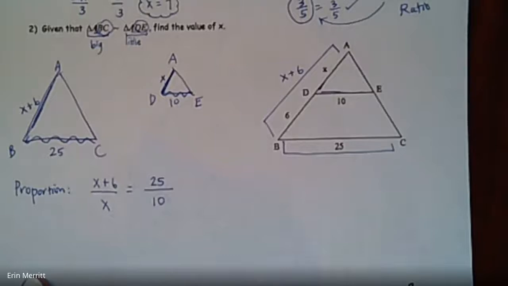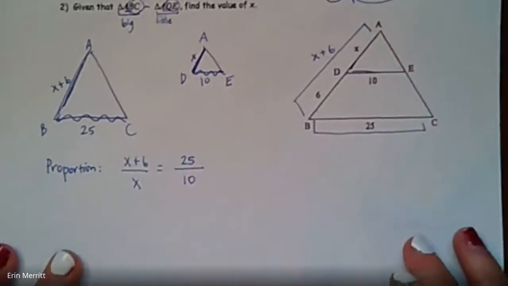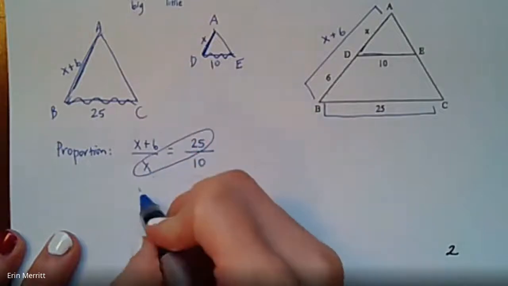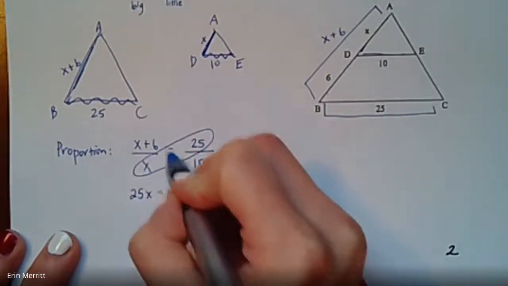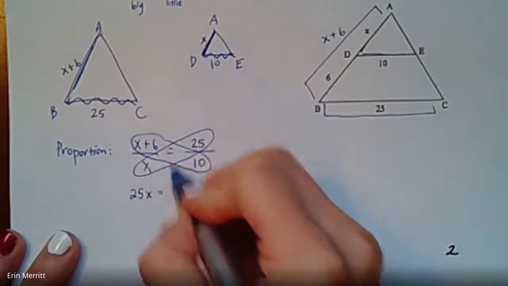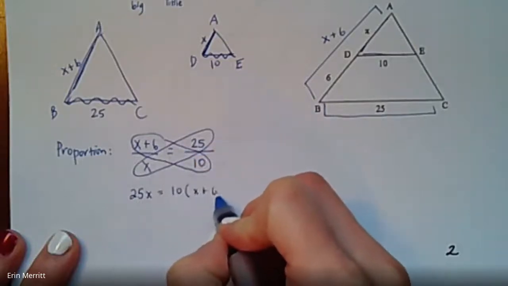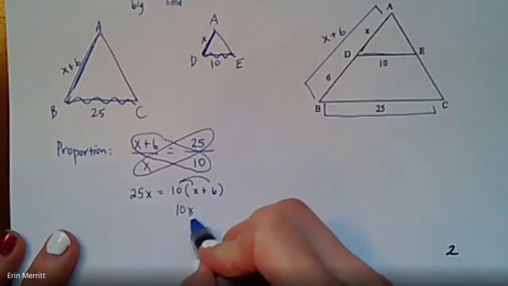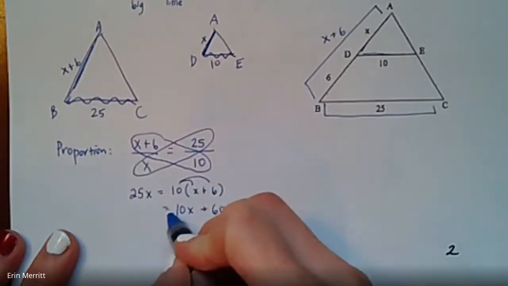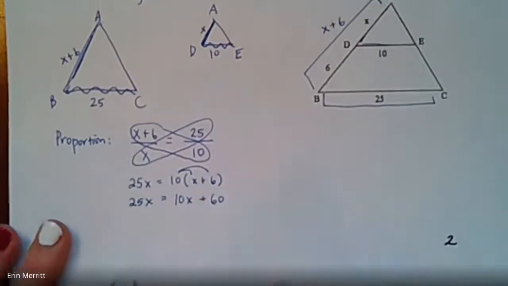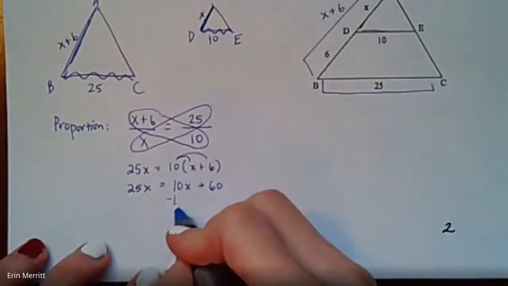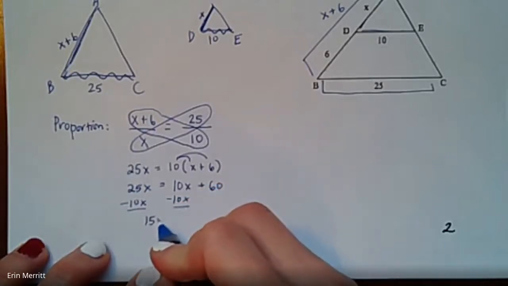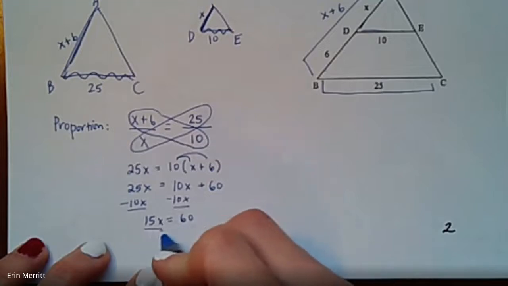And then once you've got it set up, from here, this should definitely be some Algebra 1 review. So I'm going to get 25x, and then you're going to multiply 10 by that binomial. If you can do it in your head, great, but it's always a good idea to show it so that you don't lose anything in the midst. And then we can solve from here. So move that 10x on over because we're moving across the equal sign. So we get 15x equals 60.